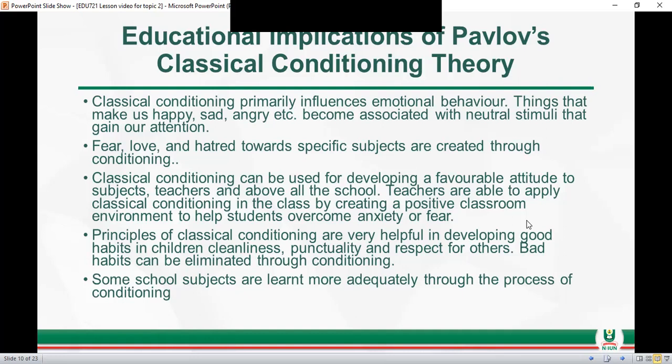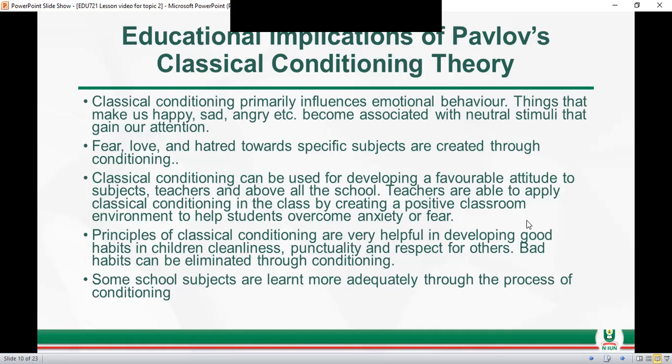So the second point: fear, love, and hatred towards specific subjects are created through conditioning. You see some students not liking some specific subjects. Why? Because of the experiences they have had and the conditioning process that they've been subjected to in that particular class or lesson. So that's a wake-up call for us teachers to be mindful of our behavior in the classroom.